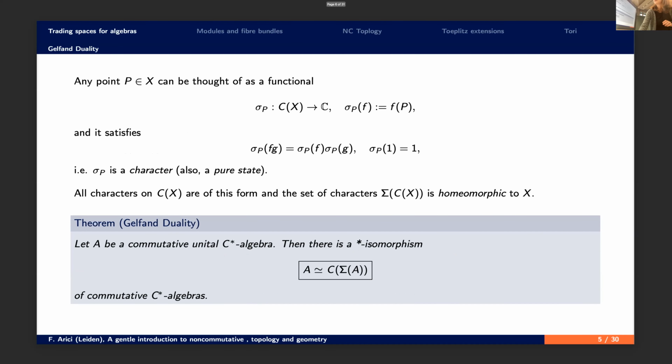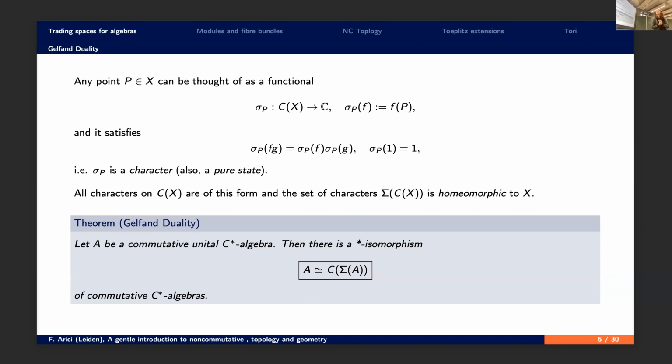Okay. Now, this Gelfand duality is, so far we have started from a topological space and we have constructed a C*-algebra. But the whole idea of this duality is that we want to go the other way around. So from a commutative C*-algebra, we would like to be able to construct a topological space. And this is indeed possible because any point in your space can be seen as a functional on the algebra C(X).